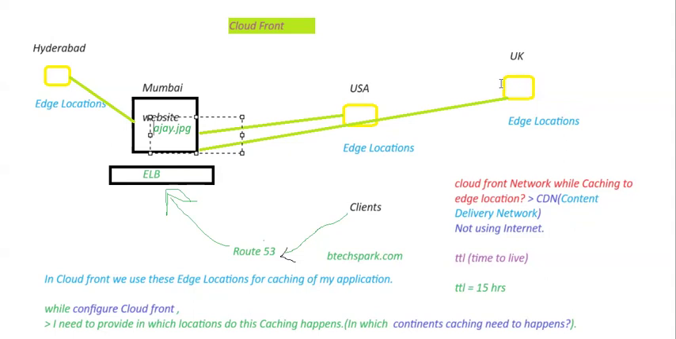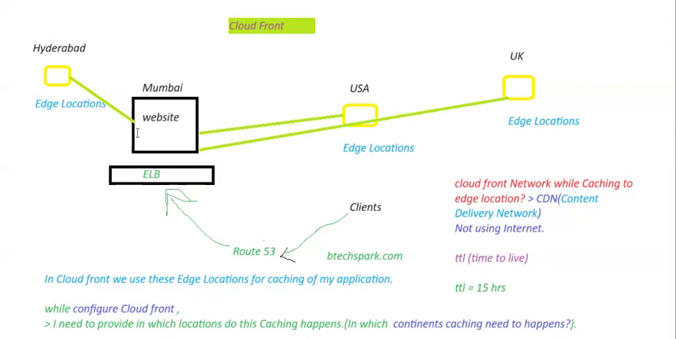So now let's say I want to immediately change my application data at the edge locations. How can I change it? I want to change my application data immediately, that is, forcefully, at the edge locations.